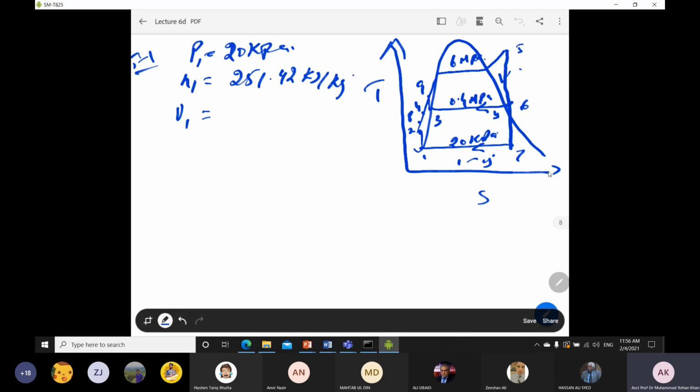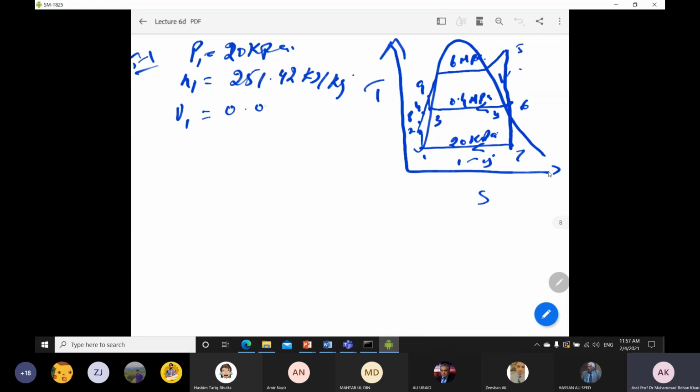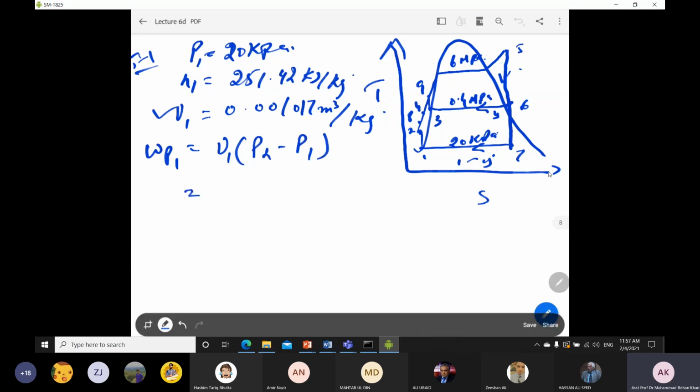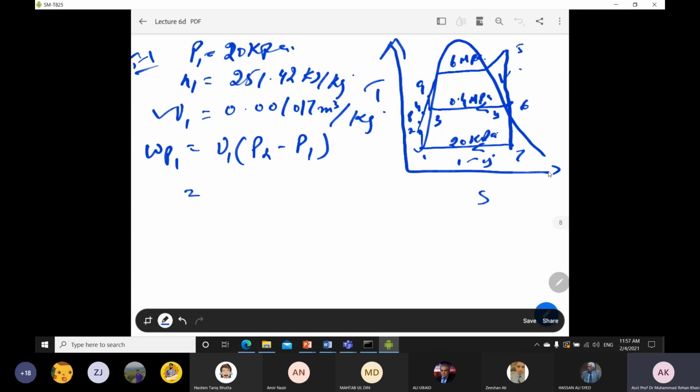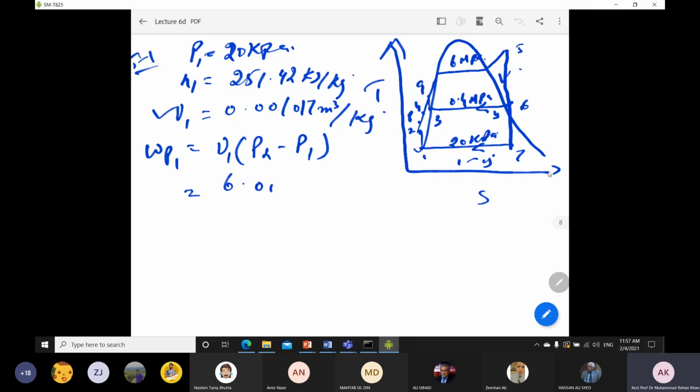Again, you need the specific volume at 1 also, because we need to find the pump 1 work, and also the pump 2 work. So specific volume at 1 is, from your thermodynamics table, 0.001017 meter cube per kg. So pump 1 work is equal to specific volume at 1 times (P2 minus P1). Specific volume you already found. P2 is given in the question, which is 6 megapascal, and point 1 is also known to you, which is P1, 20 kilopascal. Just plug in all the values and you will get 6.08 kilojoule per kg.